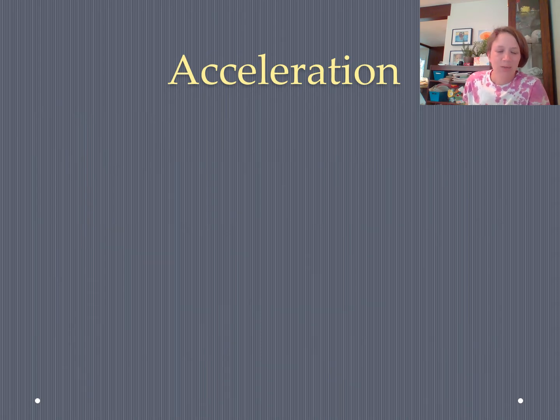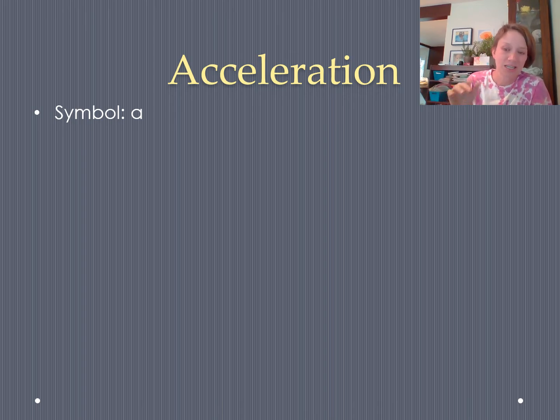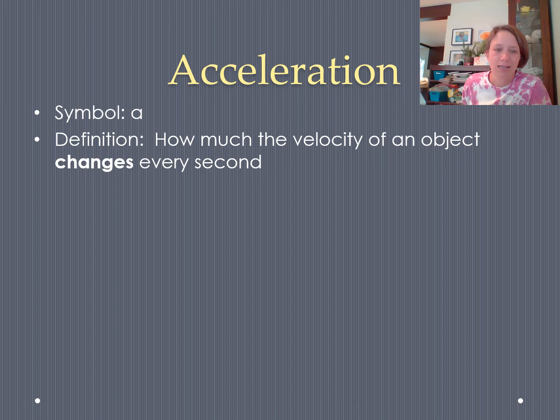The last big kinematics variable is known as acceleration, and this tends to be the trickiest one. Acceleration is a term you've heard before, but you've probably used it wrong. It takes a lot of nuance to really understand what acceleration is. So try to wipe your brain of any idea of what acceleration is, and then we'll replace it with our accurate physics definition. The symbol for acceleration is a lowercase a, and acceleration is defined as how much the velocity of an object changes every second.